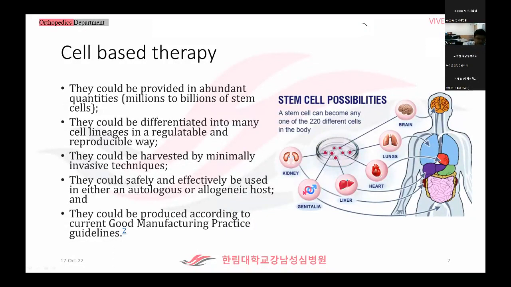They could be safely and effectively used in either an autologous or allogenic host. Some allogenic cell-based therapy is already established. They could be produced according to the current good manufacturing practice. So there is not a big challenge to produce cells for the treatment.